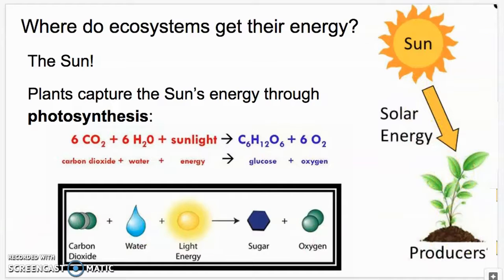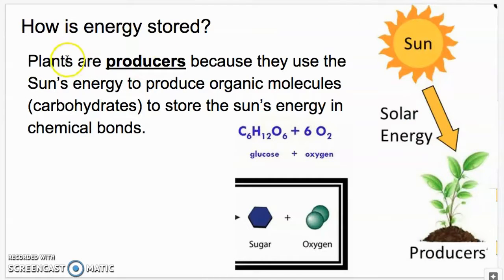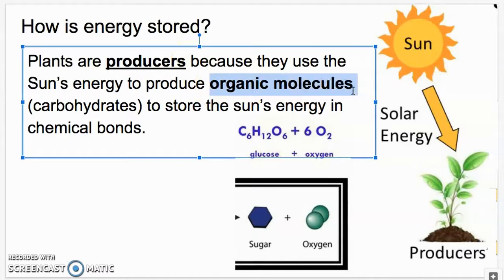Plants are also known as producers. So again, how the energy is stored: plants are producers, and they use the sun's energy to produce these organic molecules like carbohydrates, and they store the sun's energy in chemical bonds between the atoms. So here we have the energy stored as sugar, glucose, C6H12O6, and then there's also oxygen getting released.